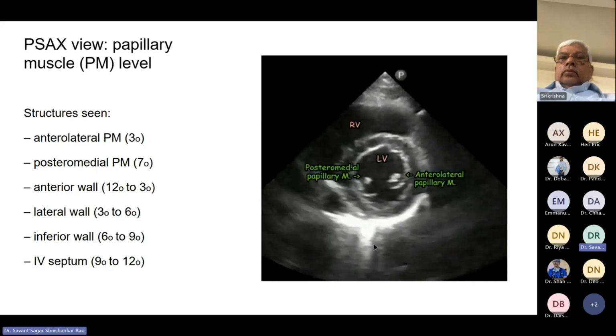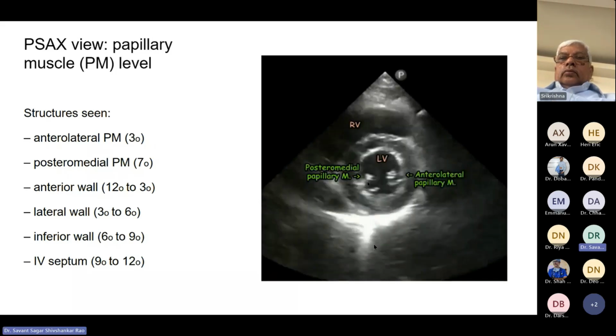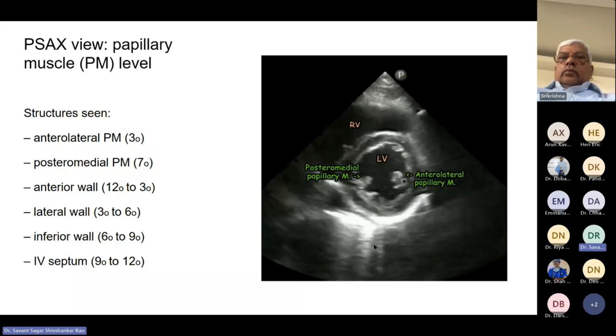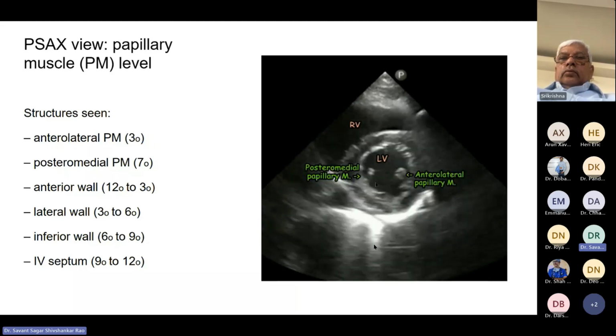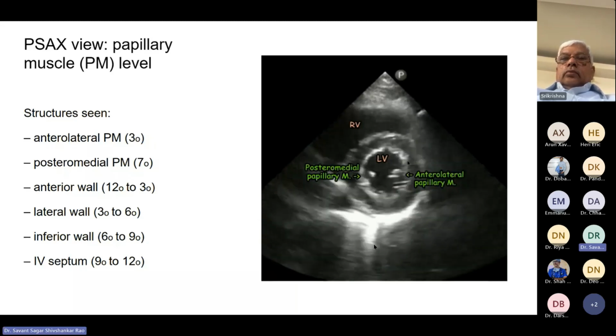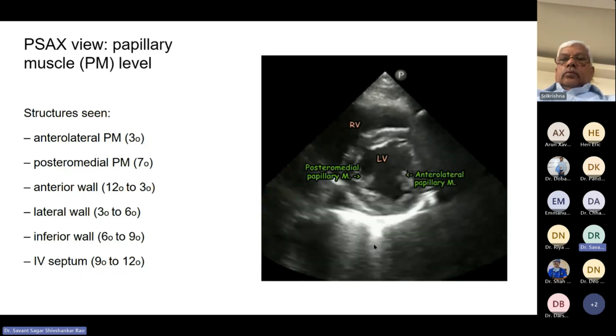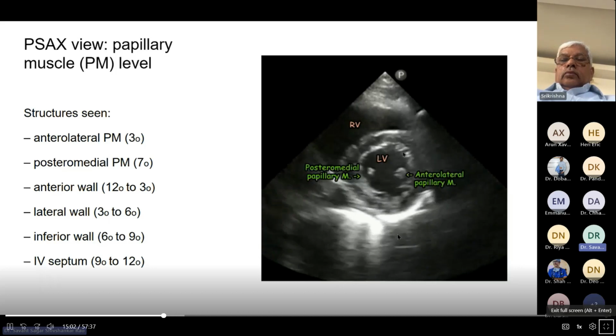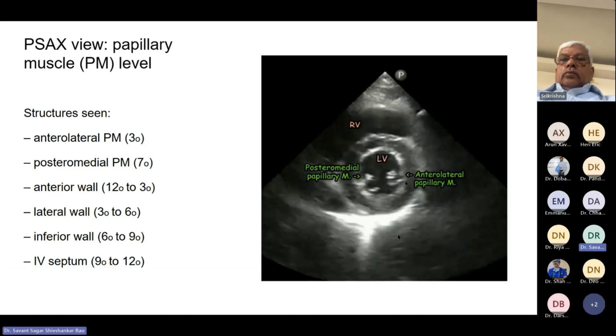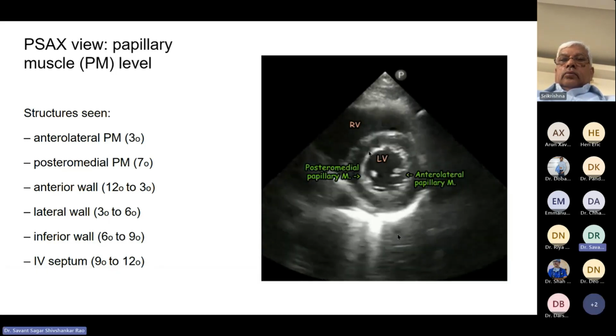So this is the GIF image showing the papillary muscles, the posteromedial and the anterolateral. And we can see very well the circular contraction of the left ventricle, which shows good contractility. This view we use in the systolic assessment of the left ventricle.